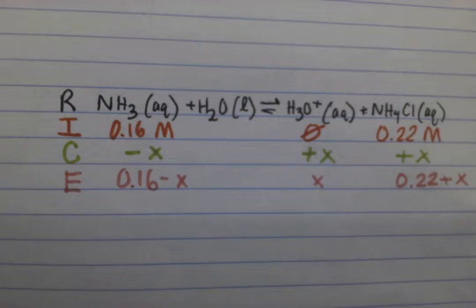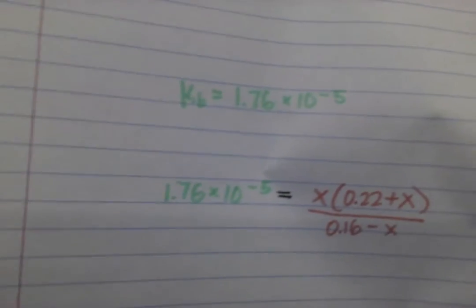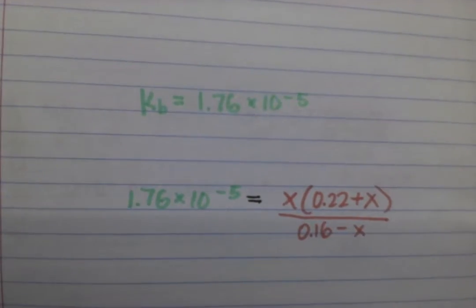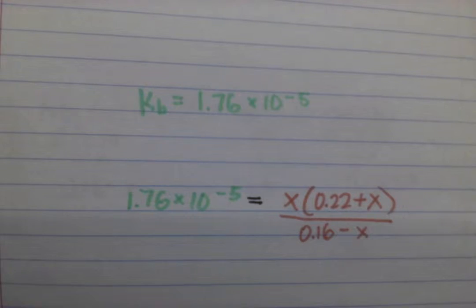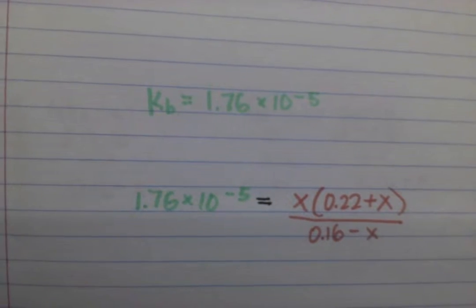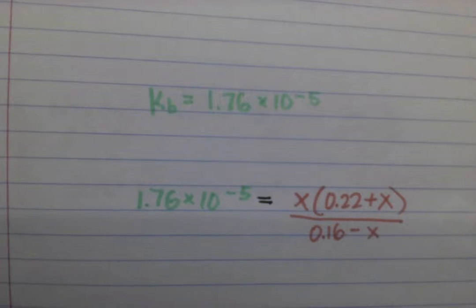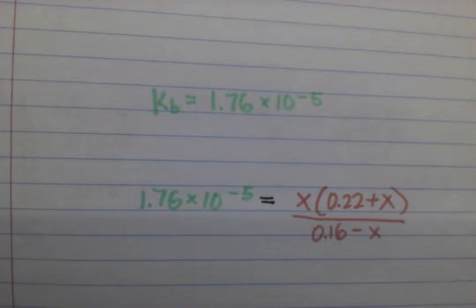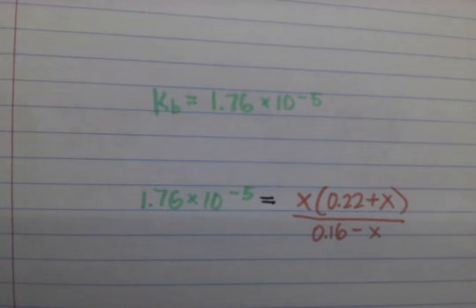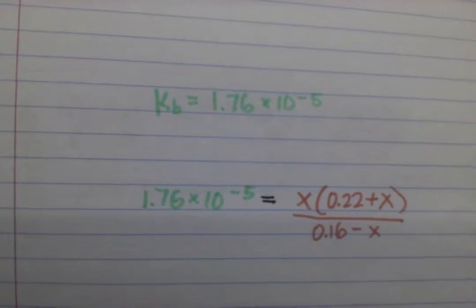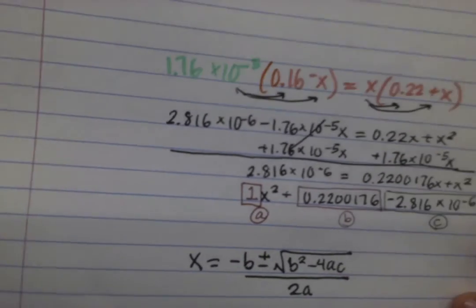Once this is complete, we find the Kb value, or the equilibrium constant, of NH3 in the back of the textbook. The Kb value of NH3 is 1.76 times 10 to the negative 5. We make an equation for the equilibrium constant by substituting the equilibrium concentrations of products over reactants. So this is 1.76 times 10 to the negative 5 equals x times 0.22 plus x over 0.16 minus x. In order to find the x, we cross multiply.